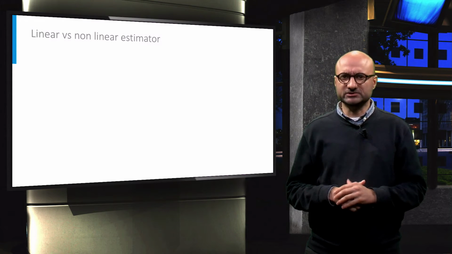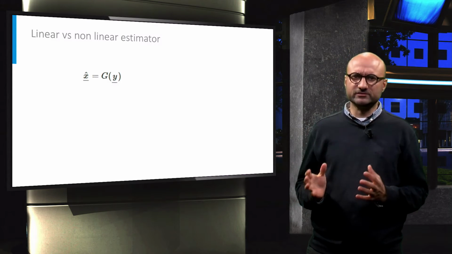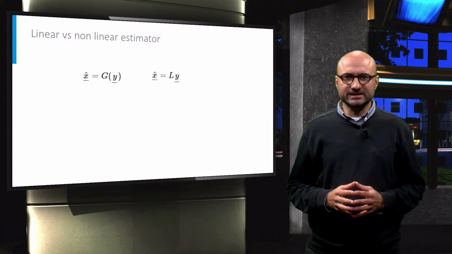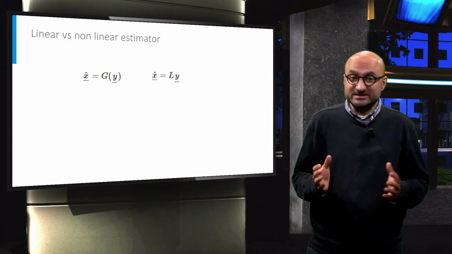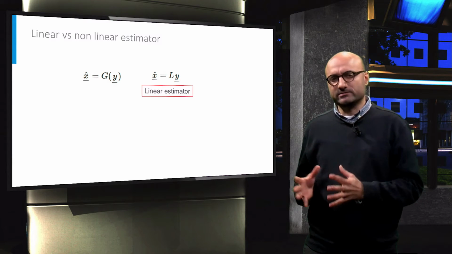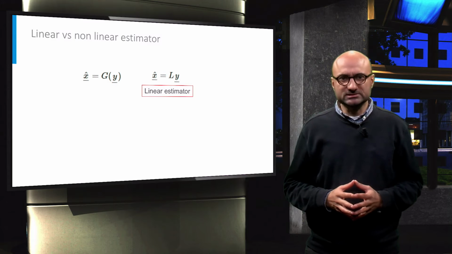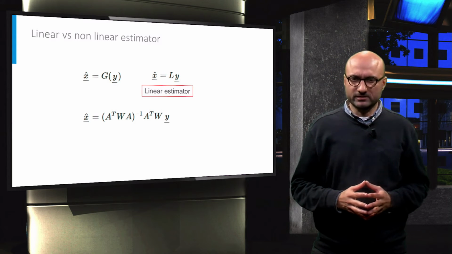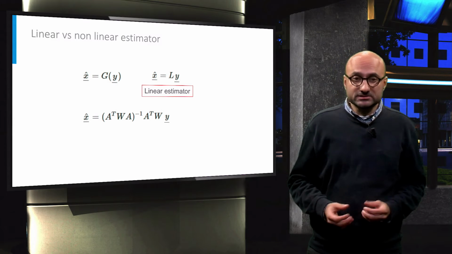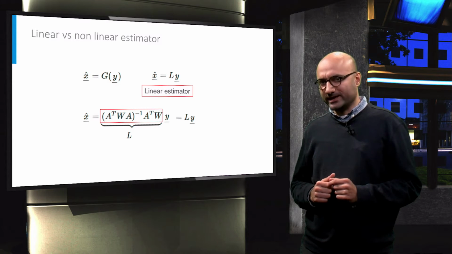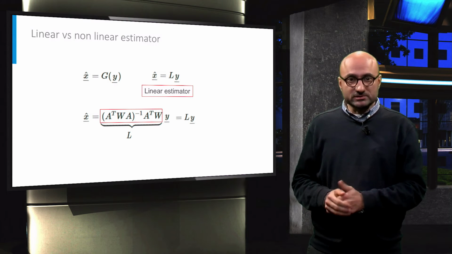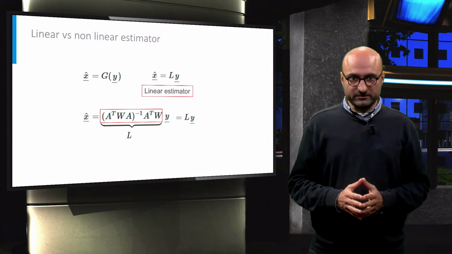We saw that in the general case, an estimator is a function of the random variable y. If this function is linear, then we can write it as a multiplication of a matrix, let's say matrix L, to the observable vector y. In this case, the estimator is a linear estimator. For example, let's look at the weighted least squares estimator. In this case, the weighted least squares estimator x hat is the multiplication of this matrix, I denoted by L, to the vector y. So, the weighted least squares is a linear estimator.